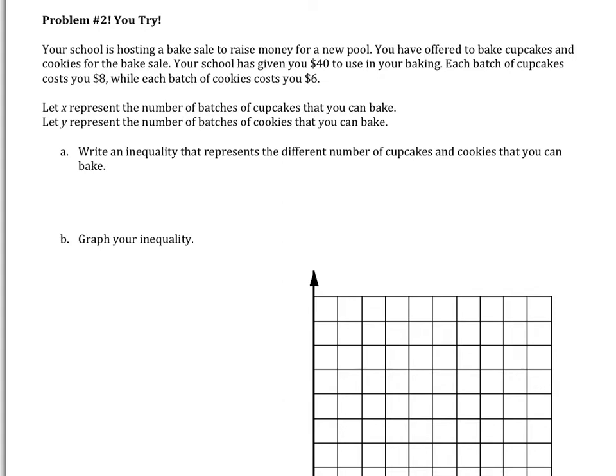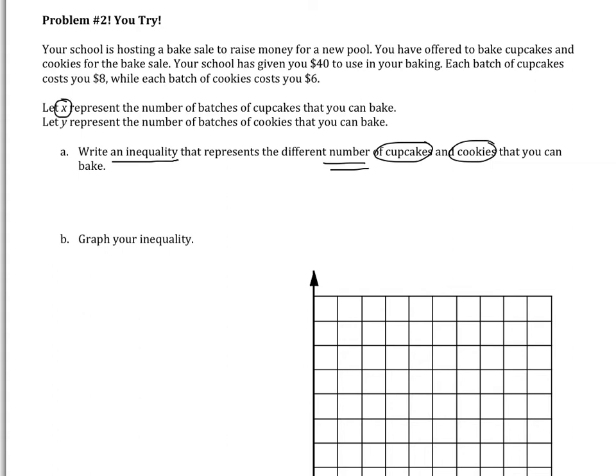Okay, let's see how we did. Your school is hosting a bake sale to raise money for a new pool. You have offered to bake cupcakes and cookies for the bake sale. Your school has given you $40 to use in your baking. Each batch of cupcakes costs you $8, while each batch of cookies costs you $6. Let X represent the number of batches of cupcakes that you can bake, and let Y represent the number of batches of cookies that you can bake. Write an inequality that represents the different number of cupcakes and cookies that you can bake. Okay, so again, we're writing one inequality that's looking at the different number of cupcakes and cookies.